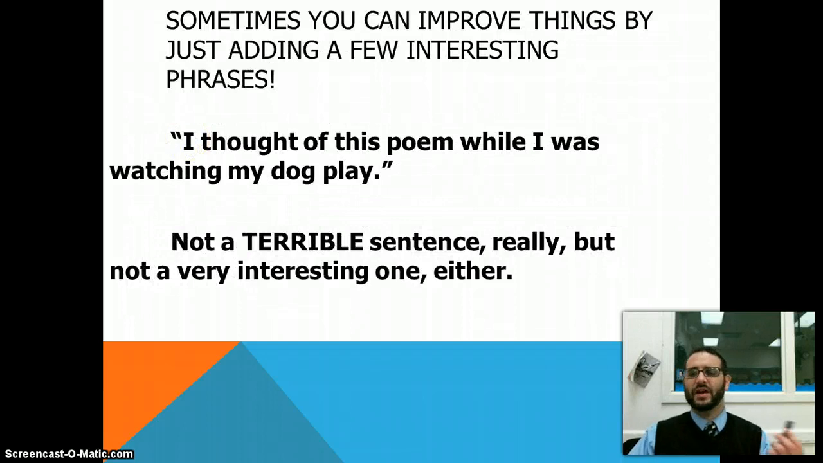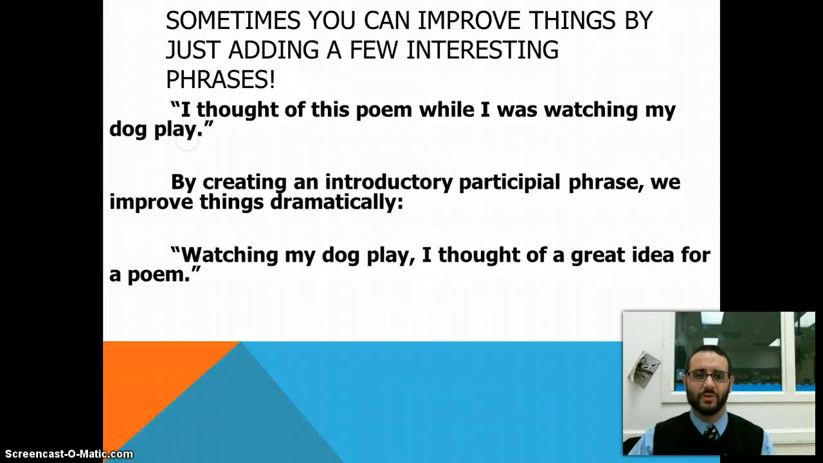So you can improve things by adding a few interesting phrases. "I thought of this poem while I was watching my dog play." Again, not bad, but let's improve it. Instead, you can say, "Watching my dog play, I thought of a great idea for a poem." It just adds a little more element, a better formality, better grammar, and it communicates better what happened.